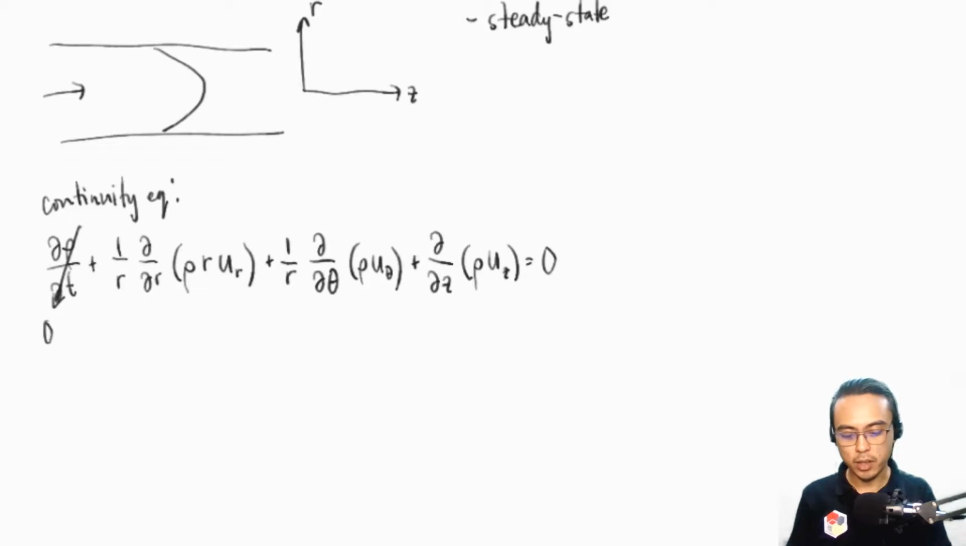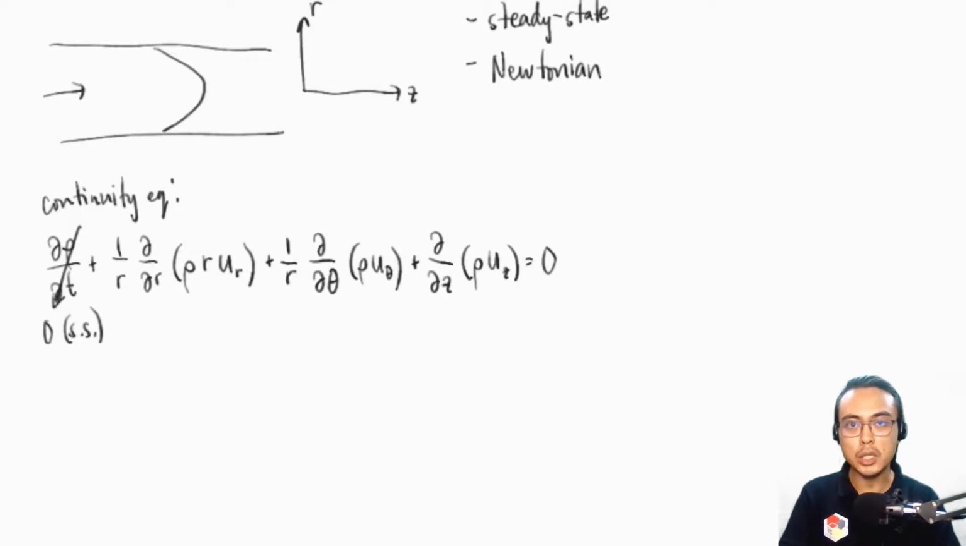And the reason behind that is because the process is steady state. Next assumption, we assume that the fluid flowing inside of the pipe is Newtonian, meaning that its viscosity is constant. Next assumption, we are assuming that the liquid inside is incompressible. Incompressible meaning the density is constant.